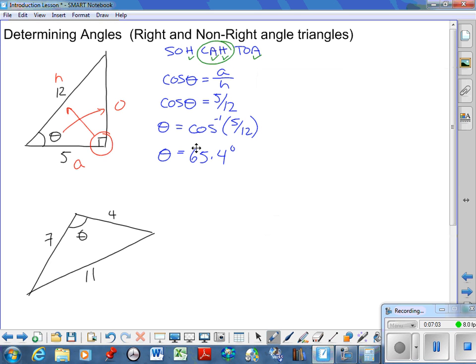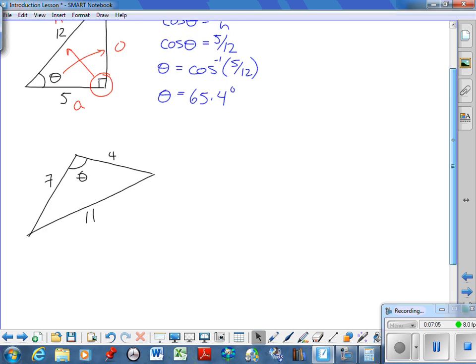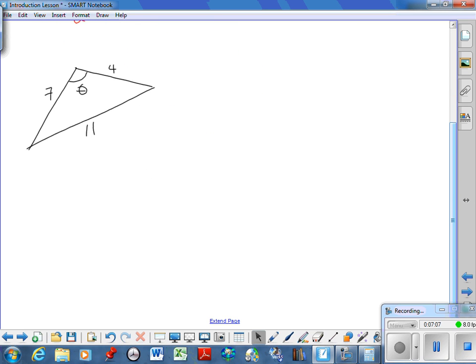And there we go. On to the next one. It is a non-right triangle. So when I look at this, I know all three sides. That tells me that I have to use cosine law. So from the previous page, I know that it's the cos inverse of c squared minus a squared minus b squared all over negative 2ab.